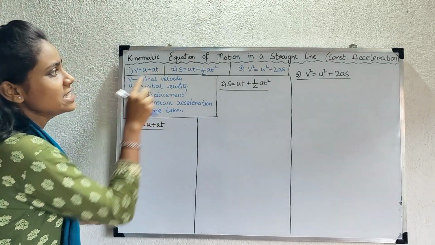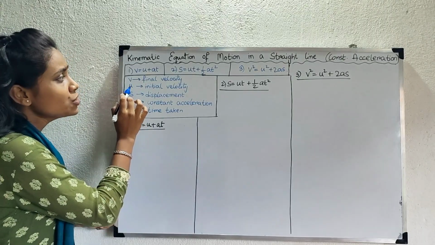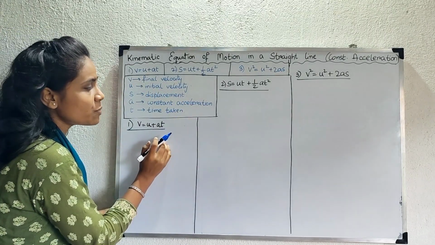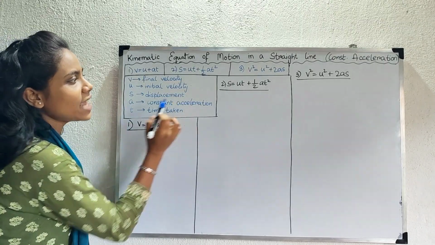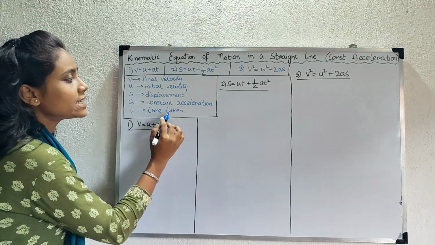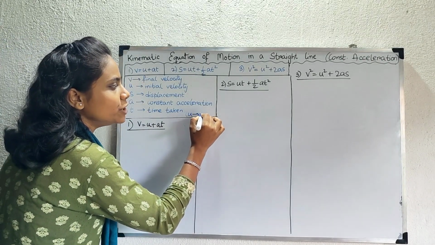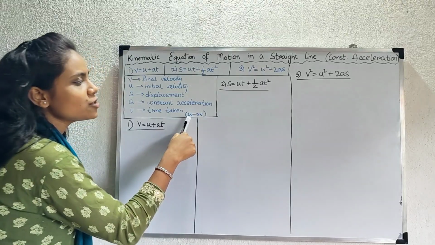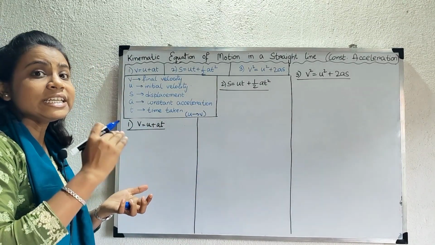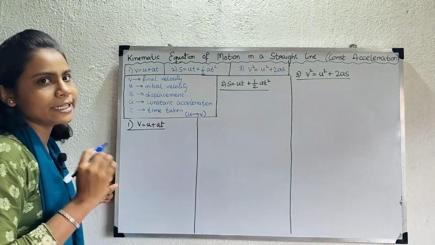Now, in these equations, v refers to the final velocity, u stands for the initial velocity, s is the displacement, a is the constant or uniform acceleration, and t is the time taken to change the velocity from u to v. The initial velocity was u and the final velocity is v. So, the velocity changes from u to v in the time interval t.